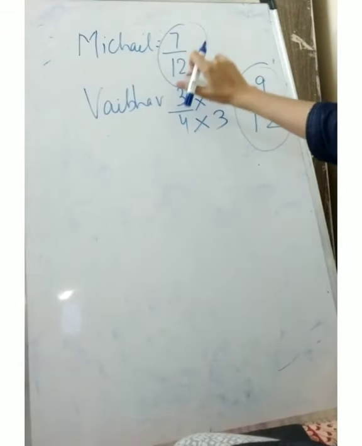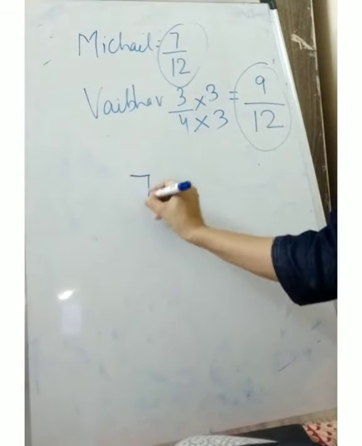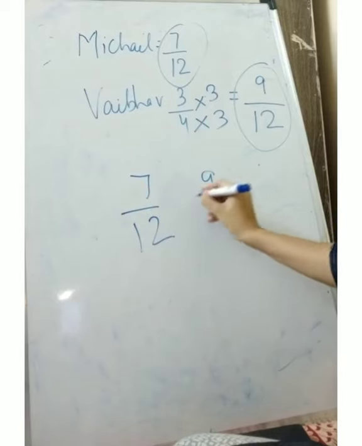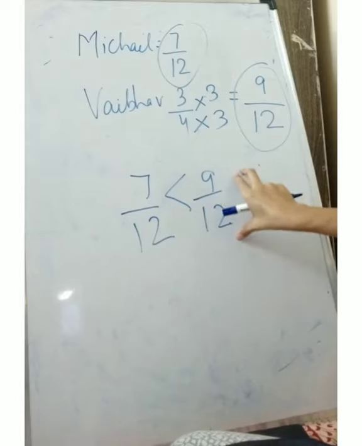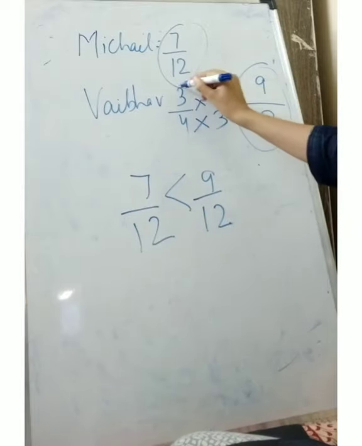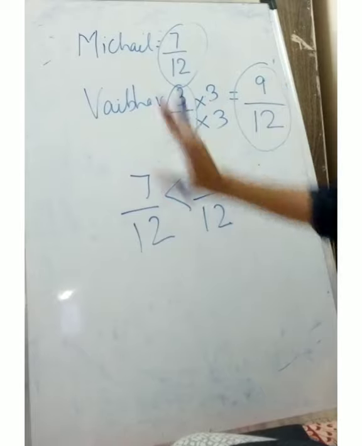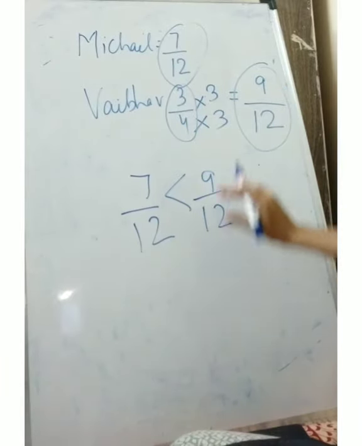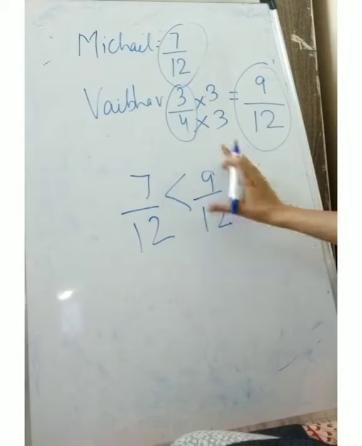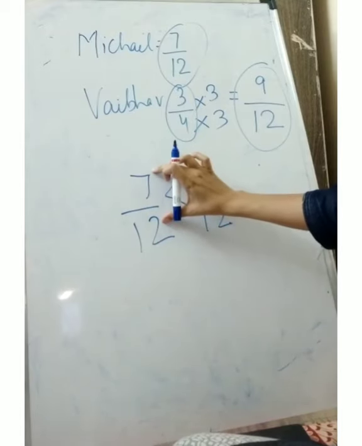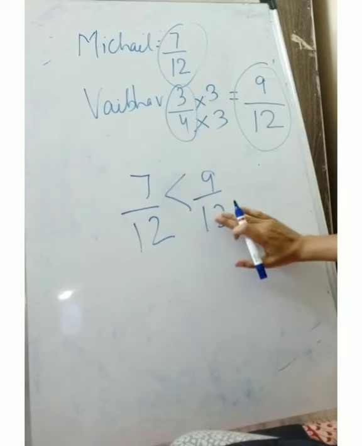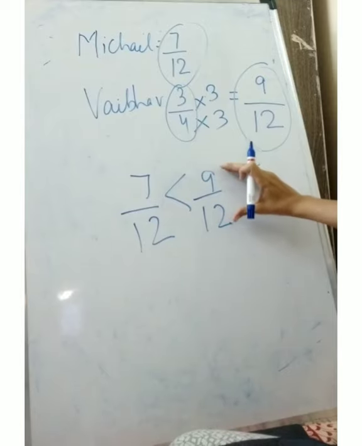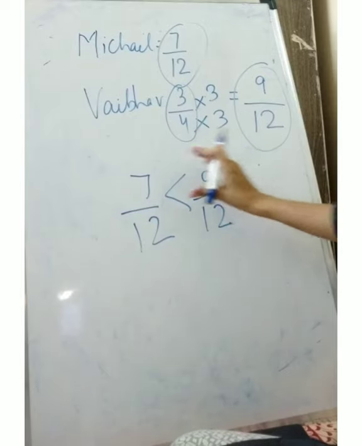So 7 upon 12 and 9 upon 12, which fraction is greater? Obviously this one, 9 upon 12. So who took more time? 9 upon 12 is 3 upon 4. So we understood who took more time. Vaibhav took more time because 9 upon 12 is greater than 7 upon 12. This was the time taken by Michael, that is 7 upon 12, and the time taken by Vaibhav is 9 upon 12. So we come to know that Vaibhav took more time than Michael.